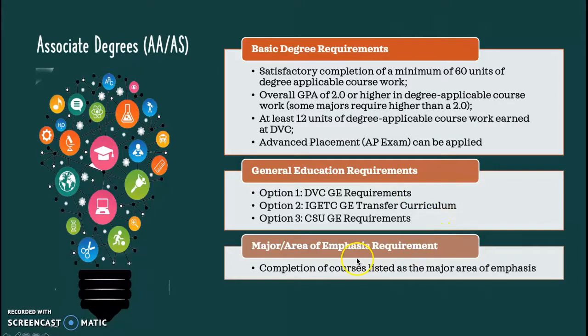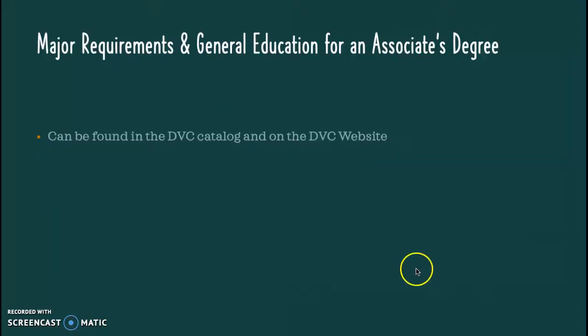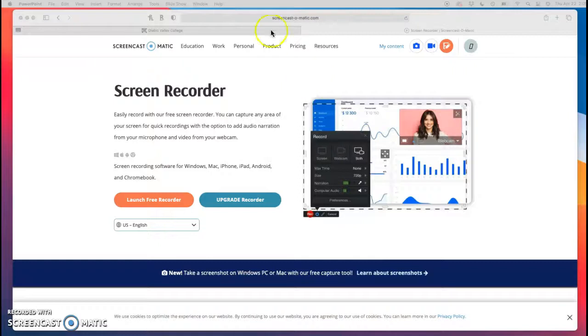Lastly, you must take courses for the major that you choose and the completion of courses listed as the major area of emphasis. Again, this will be found in the DVC catalog or on the website. So let's go ahead and look at some examples of major requirements, then we will look at the general education requirements.